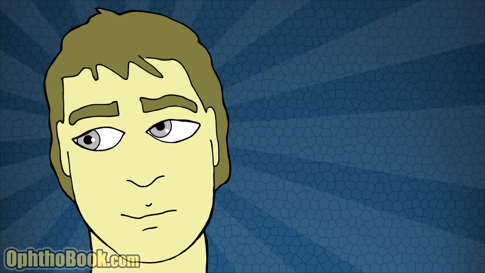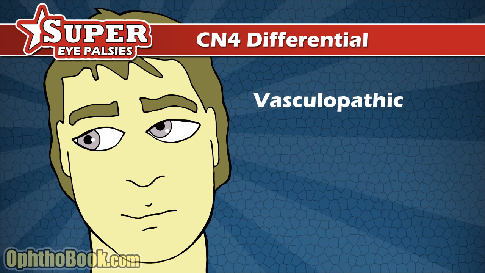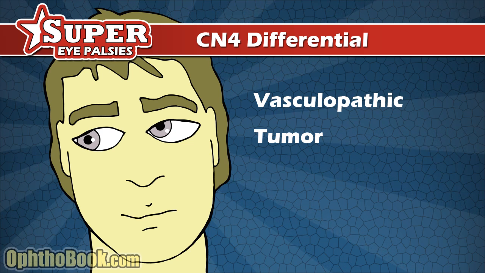So with the fourth nerve palsy, once again, what causes it? Like all the other ones, vasculopathic. You look for diabetes, you look for high blood pressure. You also look for tumor. It's a very long, skinny nerve with a very long course through the head. So a lot of places a tumor can compress.